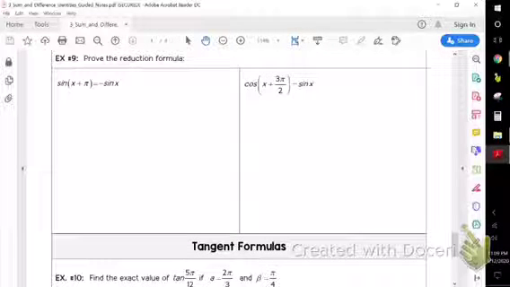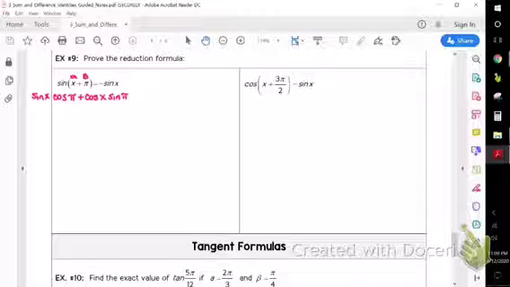So our first one here on example 9 is sine of x plus pi is equal to negative sine of x. So we got sine of two angles being added together on the left there. So let's work the left side. And so we know that sine, this is my alpha and this would be my beta. So we're going to get sine of alpha, which is x, cosine of beta, which is pi, plus cosine of alpha, sine of beta. And we're going to prove that that is equal to negative sine of x.